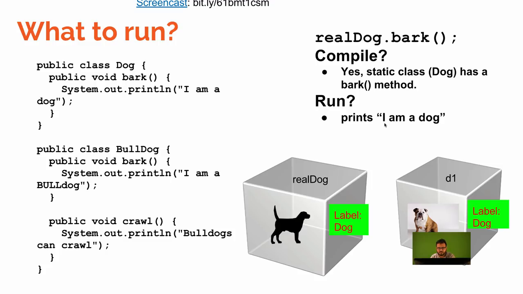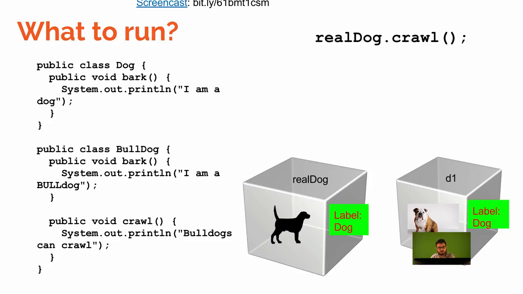What does it print? It'll print I am a dog, because remember, there are no boxes during runtime. The boxes are all gone. We had called realDog.bark. realDog is actually a dog, and so we will print I am a dog.